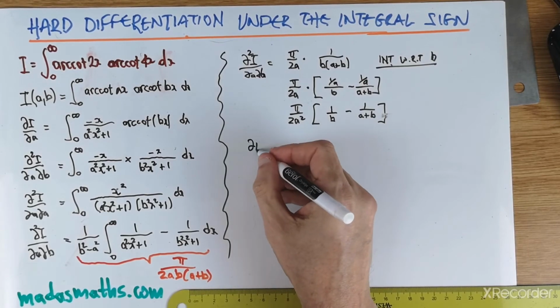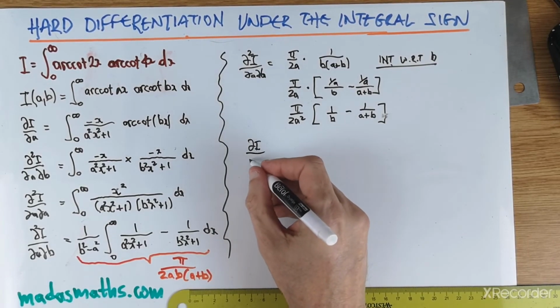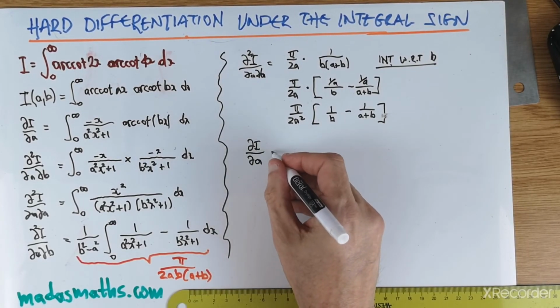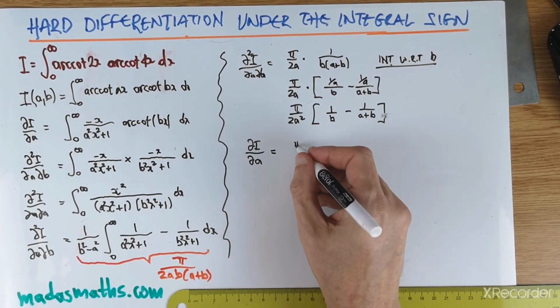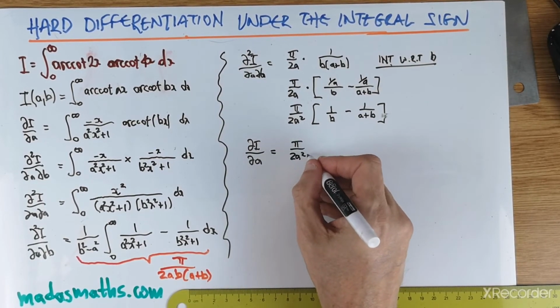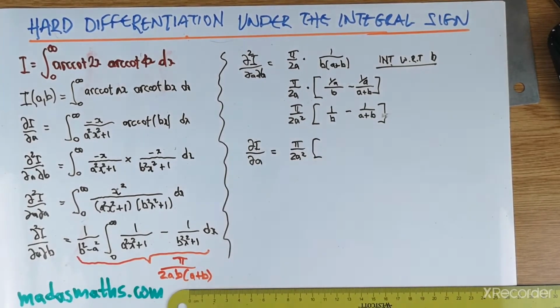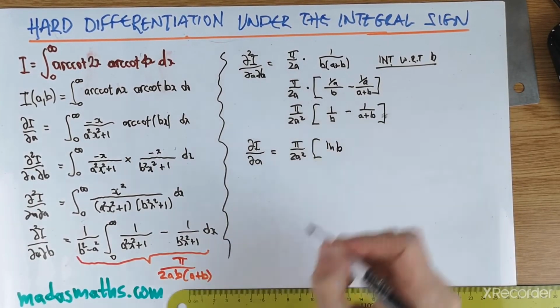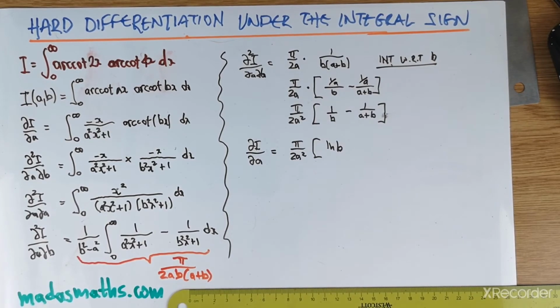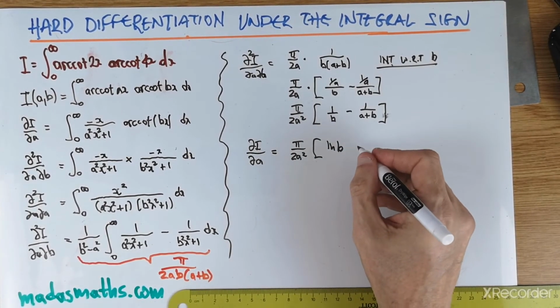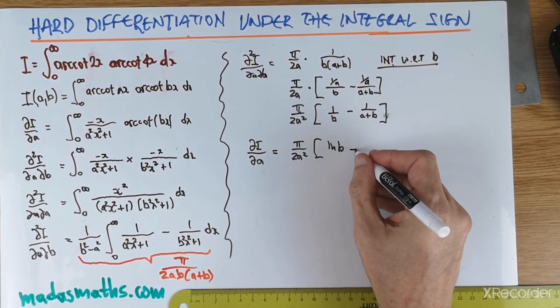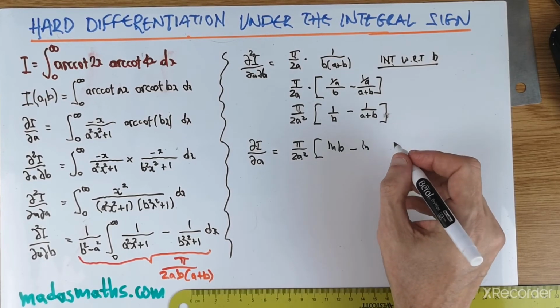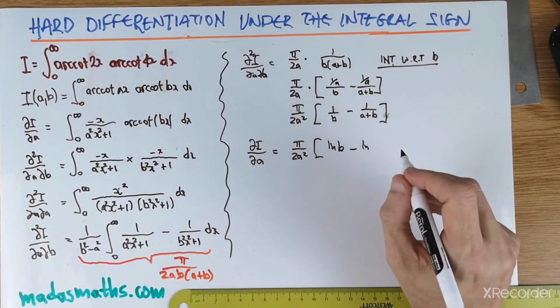So what I'm left now is dI by dA. The b is going, so this is a constant, pi over 2a squared, and these are just logs really, aren't they? So we got the log of b, because I did say the b are distinct and positive, I'm not putting moduli there, minus the log of a plus b.